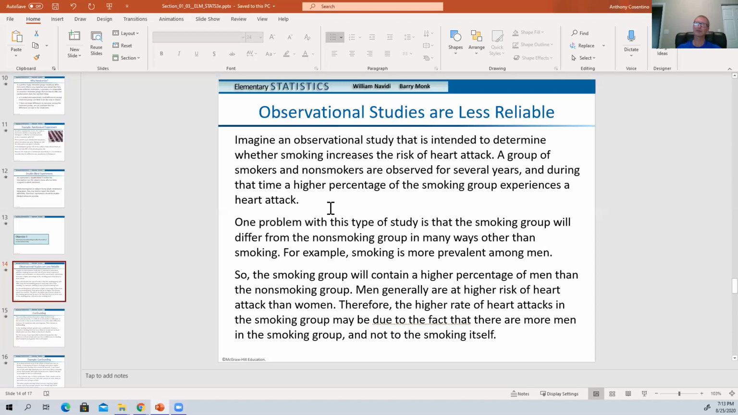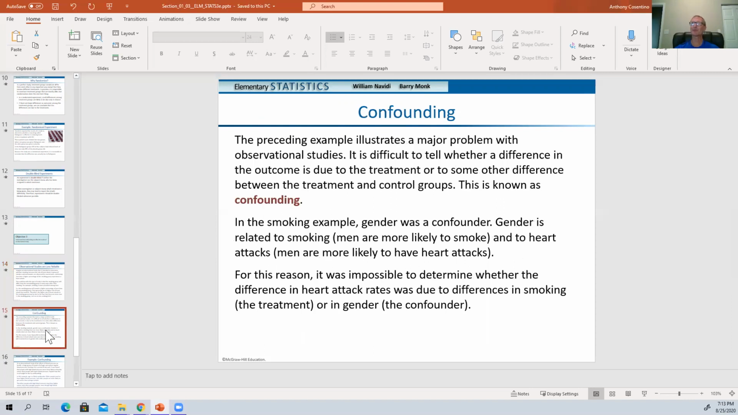And if you look at some of the other statistics, men generally are at a higher risk of heart attack than women. So due to the fact that there are more men in the smoking group, this experiment might not be super reliable with regard to that. And this idea of what I consider to be second-order effects is something that the statistics world calls confounding.